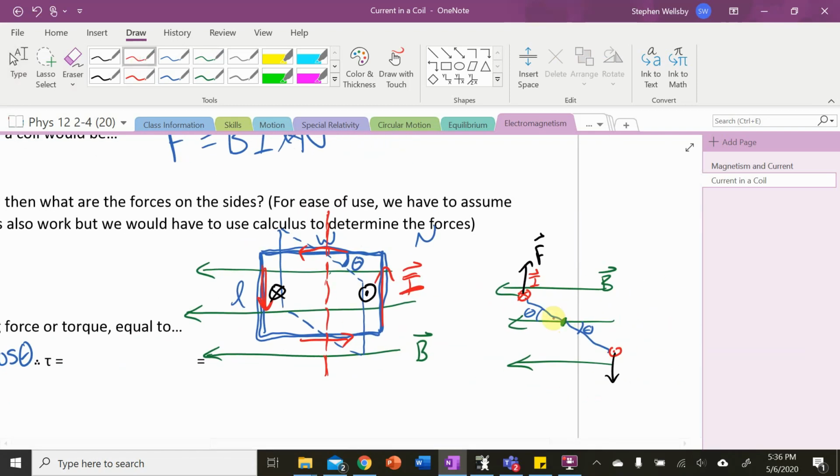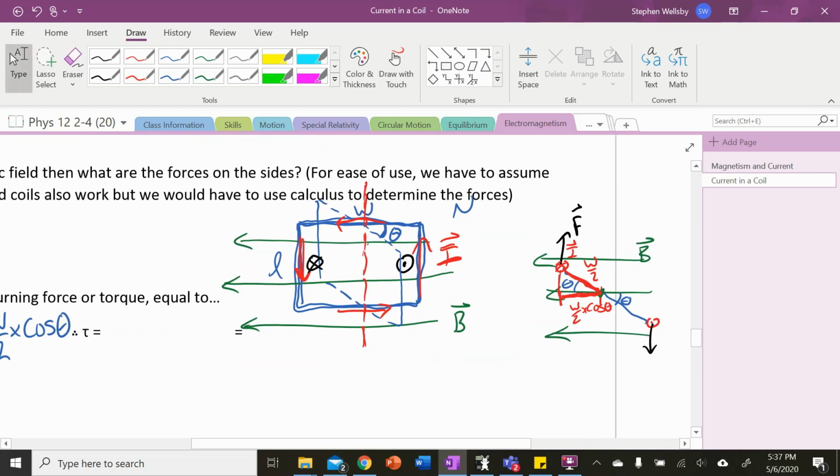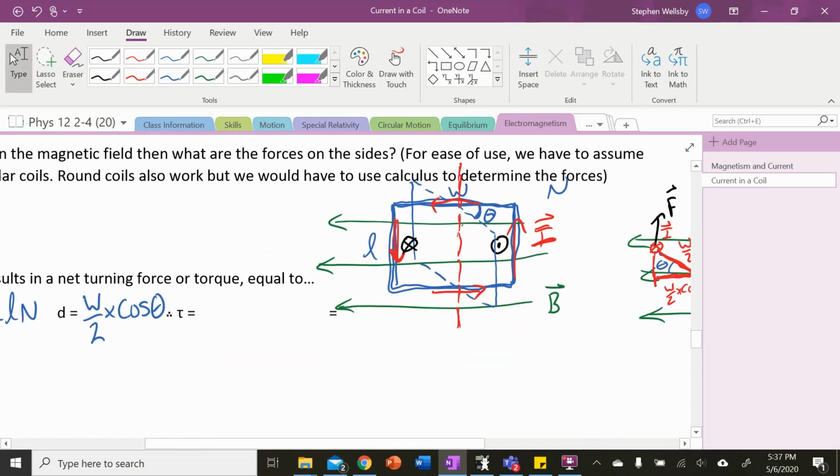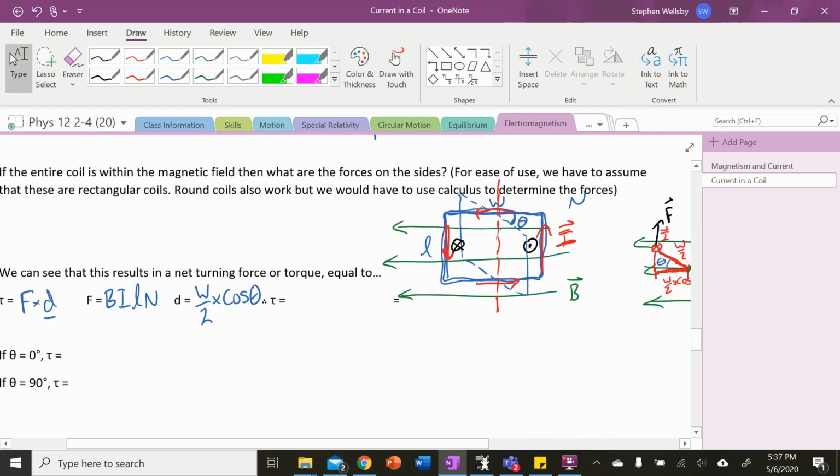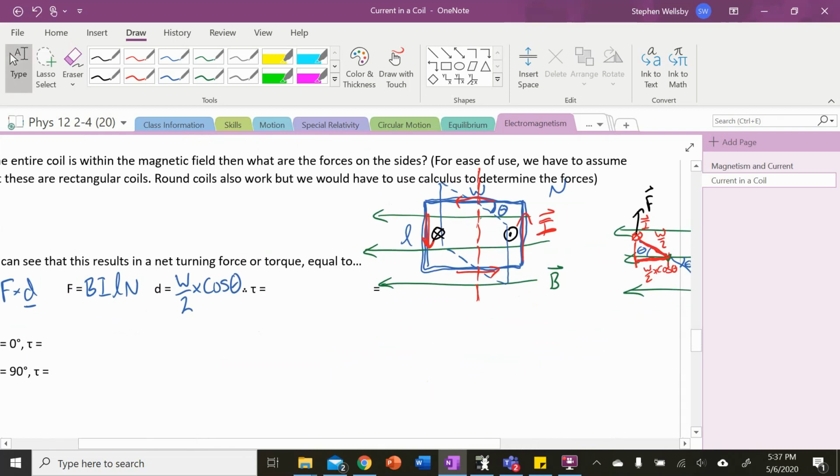So if this is the point we're looking at here, if we're trying to find the distance where the force is acting, remember we have to find the perpendicular distance when we're talking about torque. So that's going to be what we're looking at here, which is going to be W over 2 multiplied by cos theta. So this part here is W, this would be W over 2, and this distance here would be W over 2 times cos theta. So that's where this distance comes from. Okay. Hopefully we followed along with that, and if not, again, feel free to rewind it and try this again.